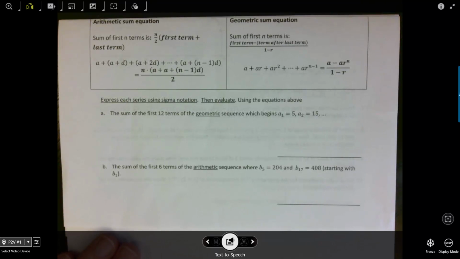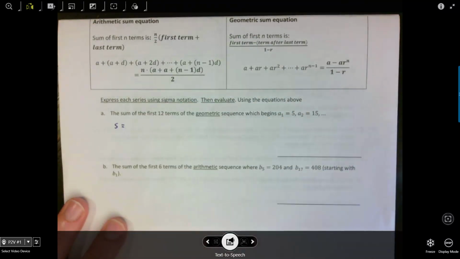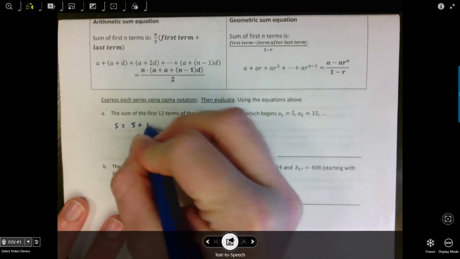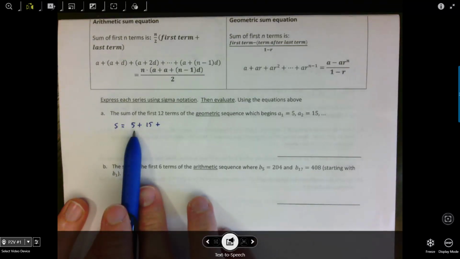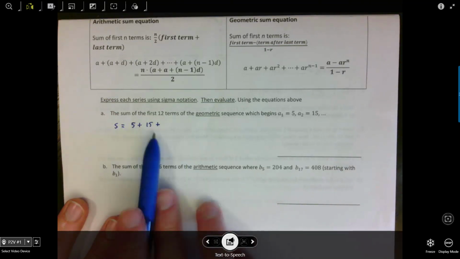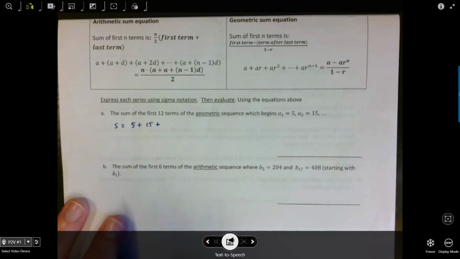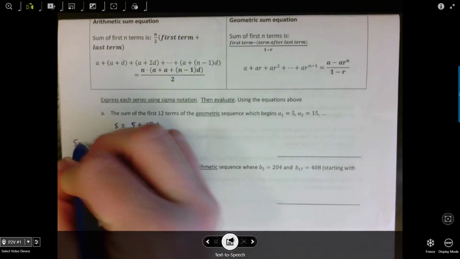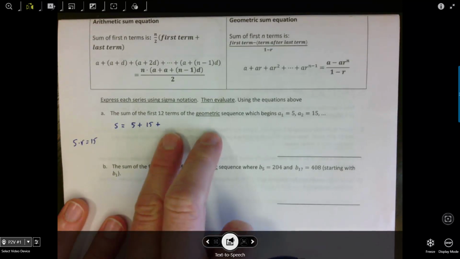Express each series using sigma notation, then evaluate. The sum of the first 12 terms of the geometric sequence that begins this. Okay, so let's write the sequence. The geometric sequence starts with 5, then 15. Because it's geometric, I know that each term is a constant multiple of the previous term. So I want to ask, 5 times what equals 15? In other words, 5 times r equals 15. And that would be true no matter what 2 adjacent terms I had in the sequence.